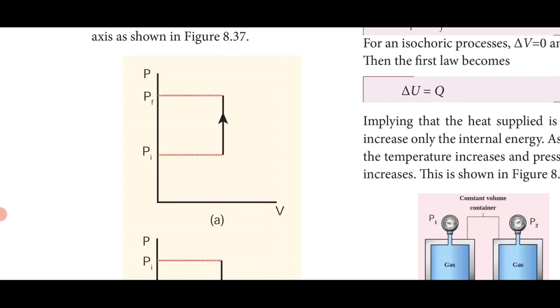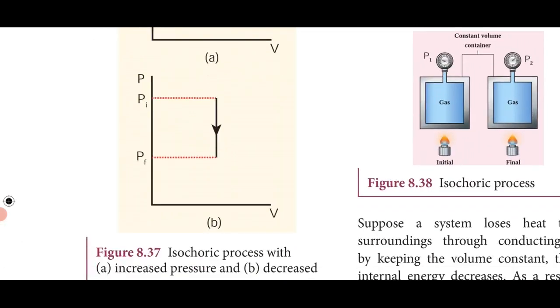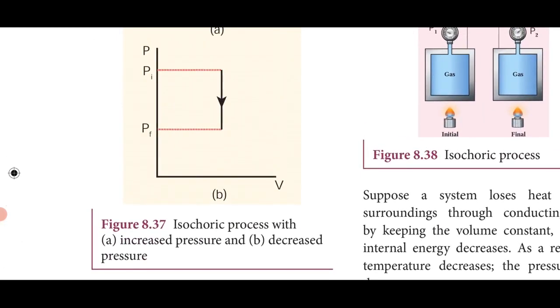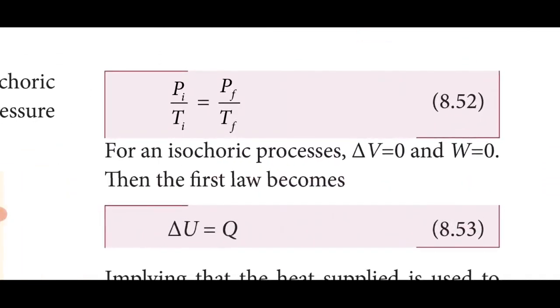In isobaric, the volume is a variable and the pressure is a constant, so you get a horizontal line. But here the pressure is changing, so we get a vertical line as the PV diagram. So the isochoric process can increase or decrease the pressure. What is the final equation? Same: Pi by Ti is equal to Pf by Tf.